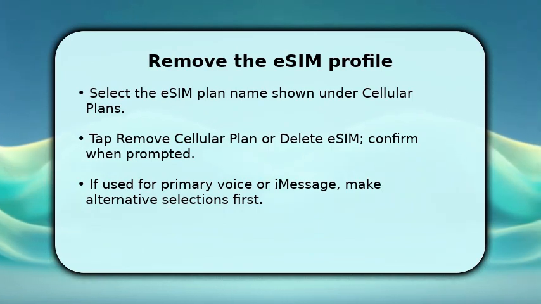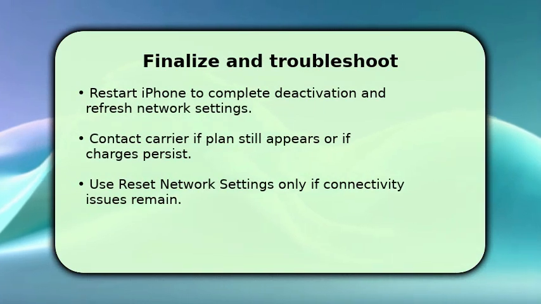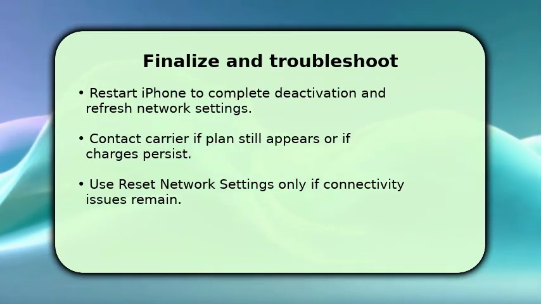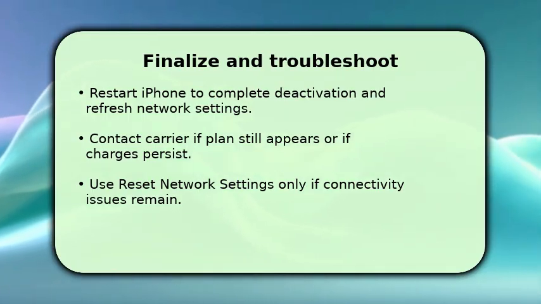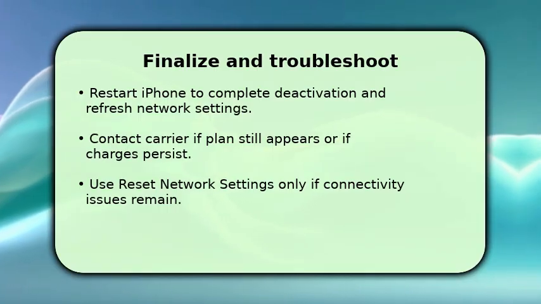Finish up by restarting your iPhone. A reboot clears caches and ensures the eSIM is fully deactivated. Once restarted, check Settings Cellular to confirm the plan is gone.